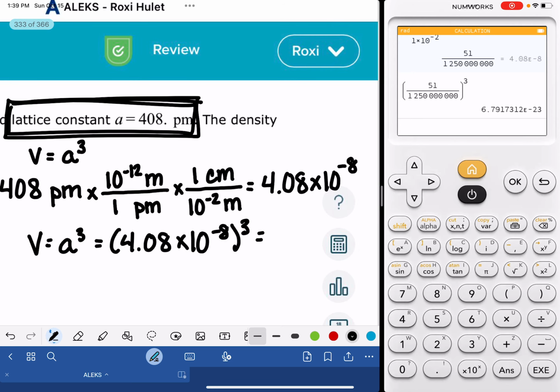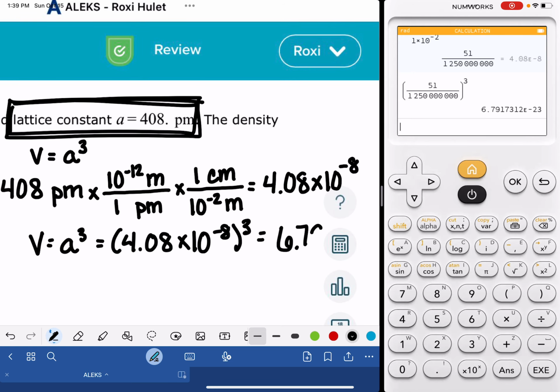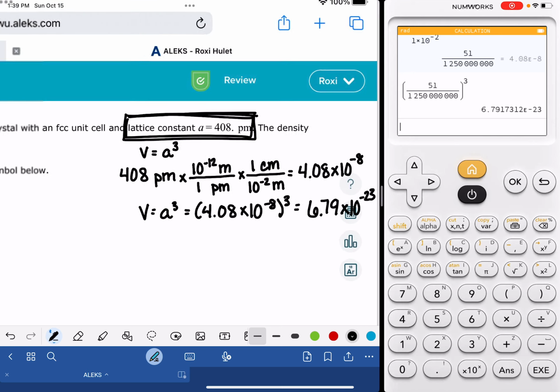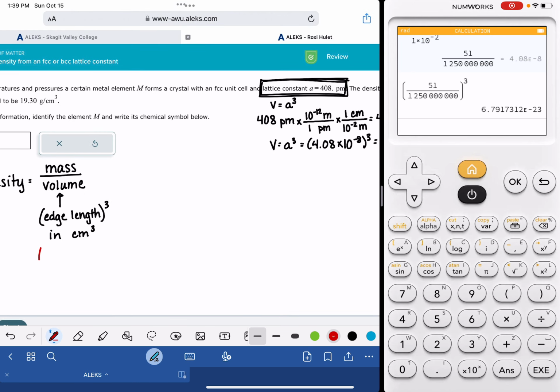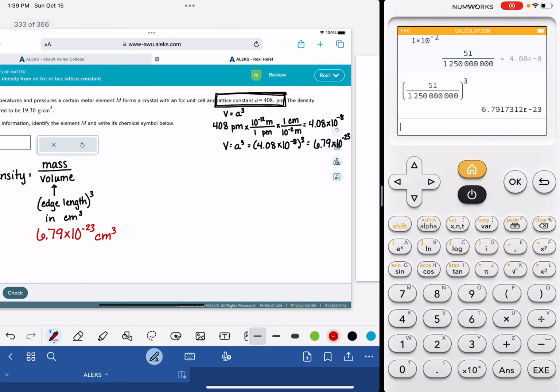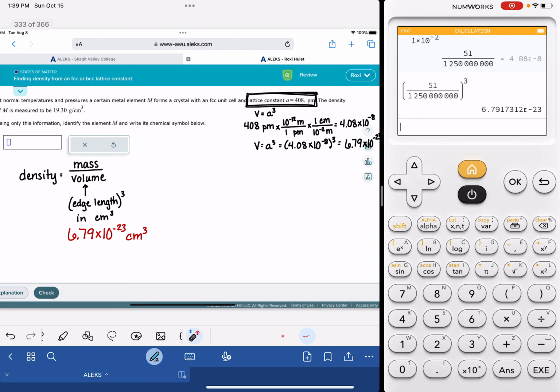That gives me a volume of 6.79 times 10 to the negative 23, and those units are cubic centimeters, right there. So for my problem, I'm just going to make a note of that, 6.79 times 10 to the negative 23 cubic centimeters. A lot of the versions of the problem that I saw were actually asking us to calculate the density. So if you are looking at that version of the problem where you're being asked to calculate density, you're going to need to do a volume calculation like I just did, and you're also going to need to do a mass calculation.